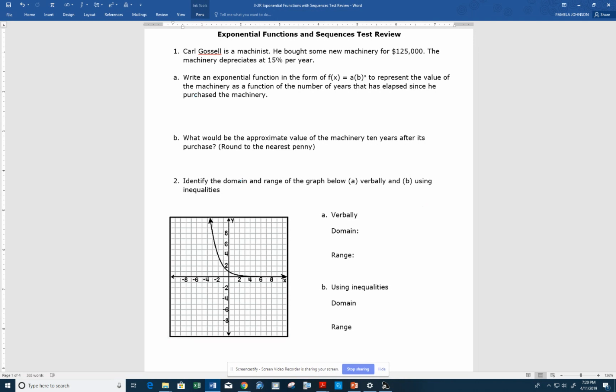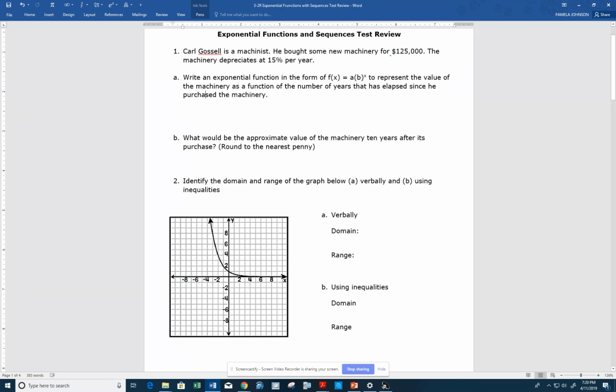So problem 1 tells us that Carl Gossel is a machinist and he bought some new machinery for $125,000. The machinery depreciates at 15% per year. For part A, we have to write an exponential function for it. And then for part B, we have to figure out what the value would be after 10 years, after he purchased it.